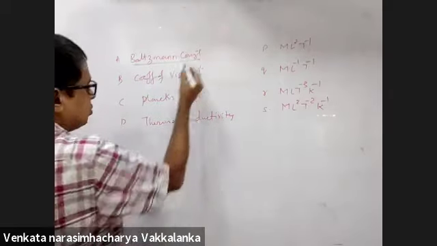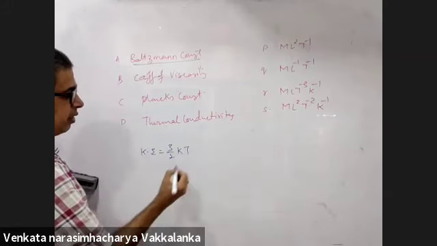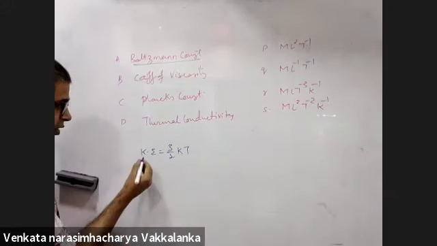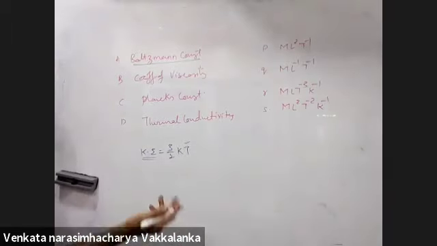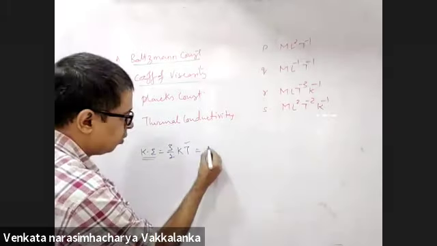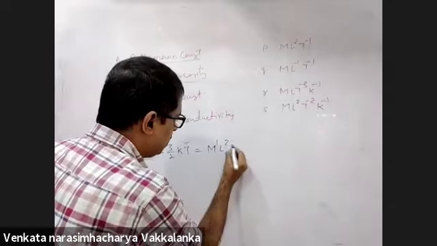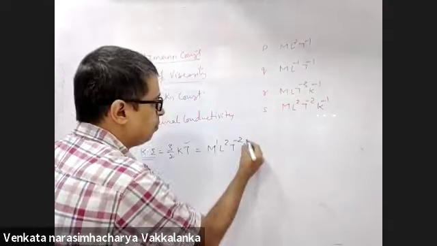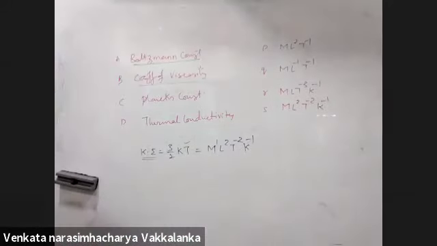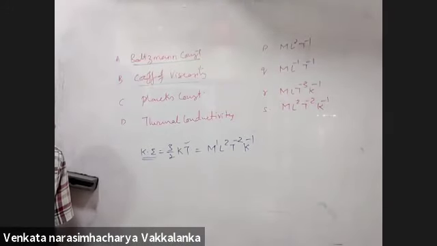For Boltzmann constant, I use the formula kinetic energy is 3 by 2 kT. 3 by 2 doesn't have a dimension. Kinetic energy का dimensional formula पता है मुझे. Temperature. Right. What will I get for Boltzmann constant? M to the power 1, L to the power 2, T to the power minus 2, K to the power minus 1. Did you people get the same for Boltzmann constant? Please verify. Yes, sir.